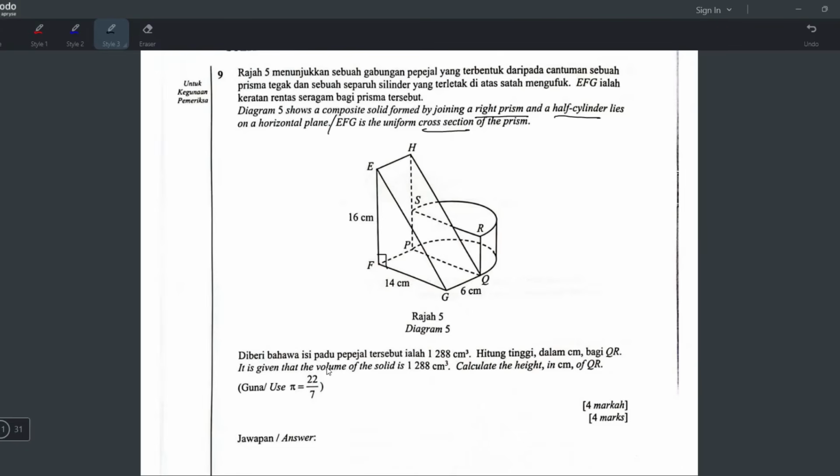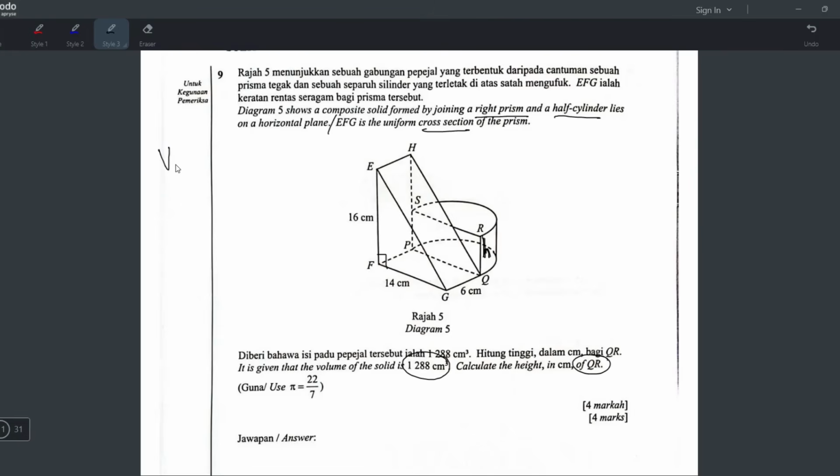Okay, now it is given that the volume of solid is 1288 cm cube, and then calculate the height of QR. Okay, QR is actually the height of the cylinder. Okay, and you need that to find the volume. Yeah, because the volume of cylinder is pi r square h. Okay, all right. So let's do it now. How to do? Just find out the total volume equals to 1288 lah.